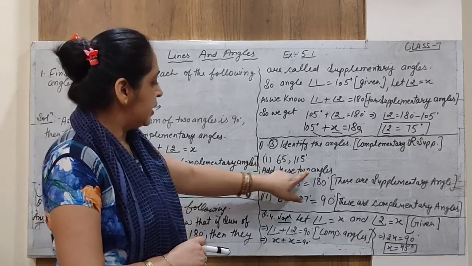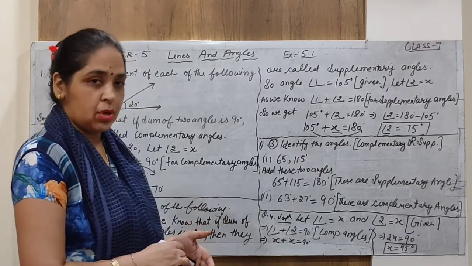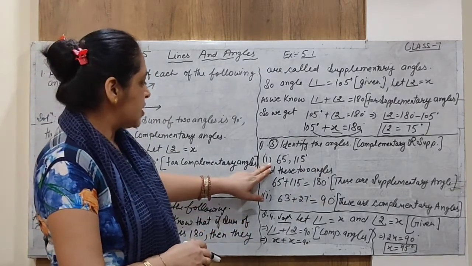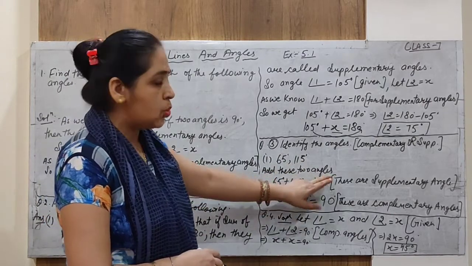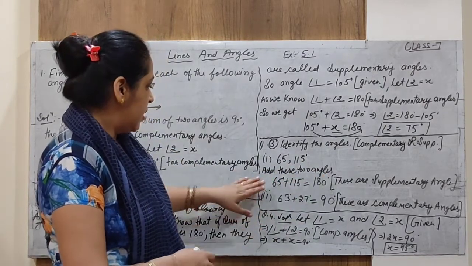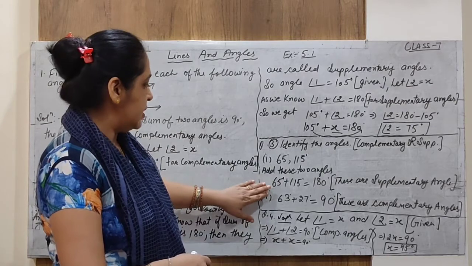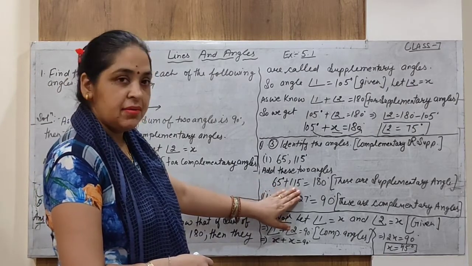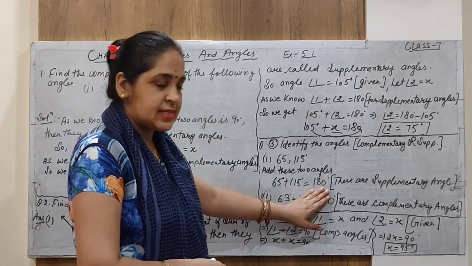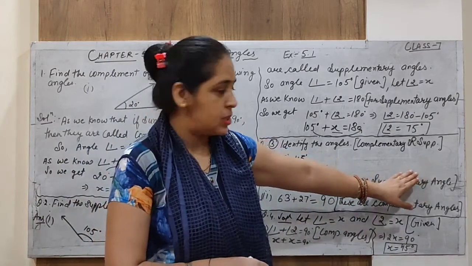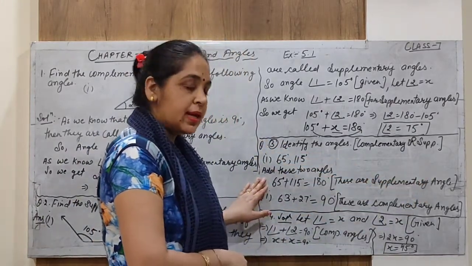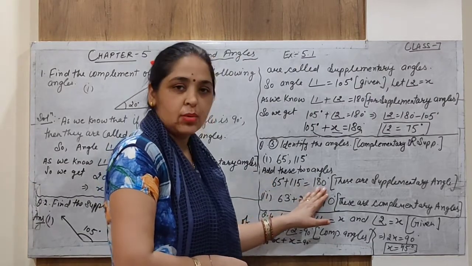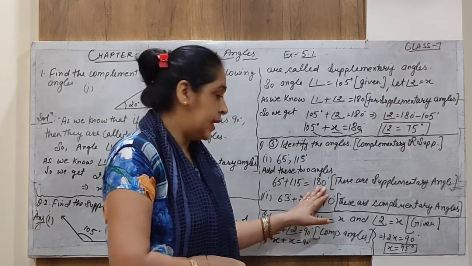When we add the given pair of angles, like the first part, 65 plus 105, add these two angles, what do we get here? When we add these two angles, 65 plus 105, we get 180. These are supplementary angles. Alright, why are these supplementary angles? Because their addition is equal to 180 degrees.